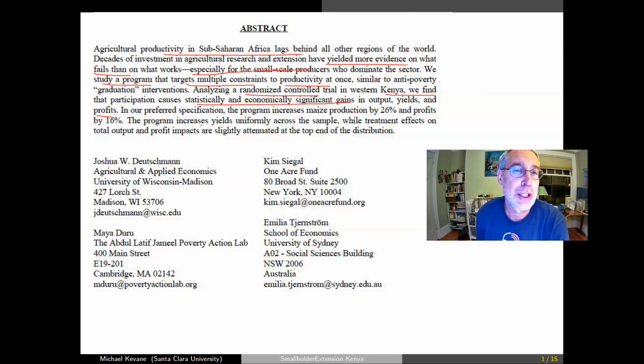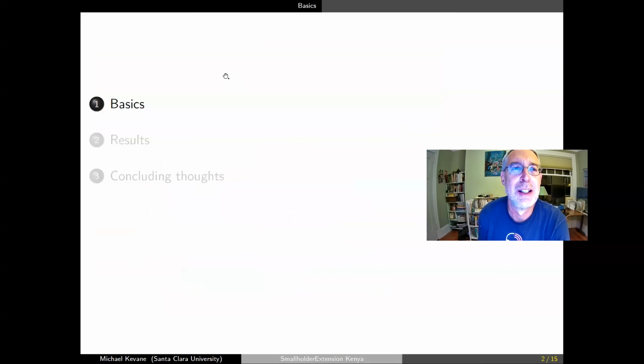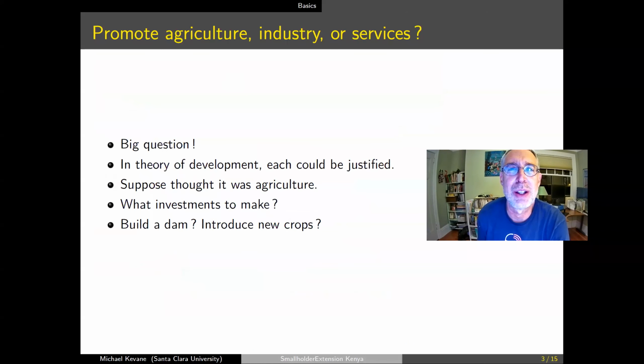And interestingly, the program yields gains uniformly across the samples, so that poorer farmers do just as well as wealthier farmers, in this context, in this sample. So that's the abstract, and let's just take a quick look and see what they actually did. We'll do just the basics, preliminaries, the results, and then just a concluding thought or two.